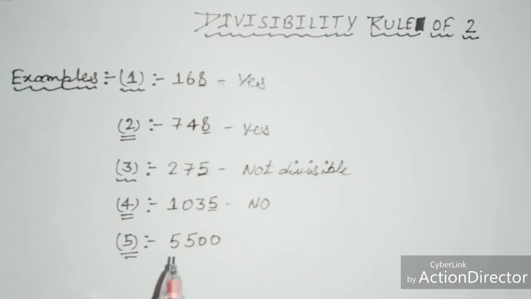Example number 5, 5500. In this number, the unit digit is 0 and the divisibility rule of 2 says that if the last digit of the number is 0 or divisible by 2, then the number is divisible by 2. So we say yes, this number 5500 is divisible by 2.